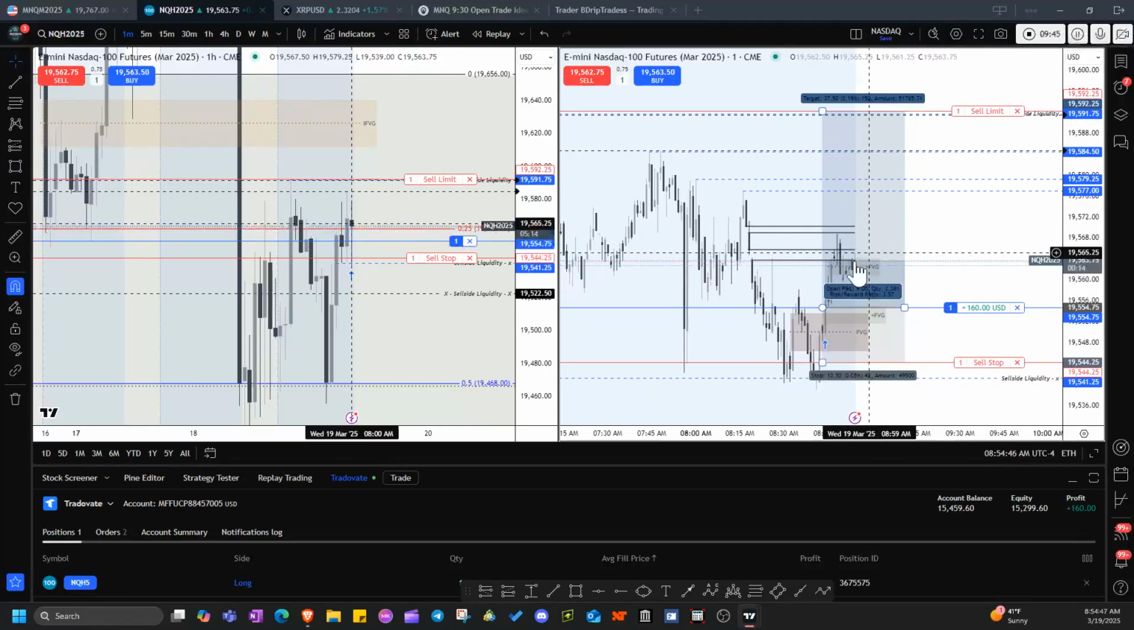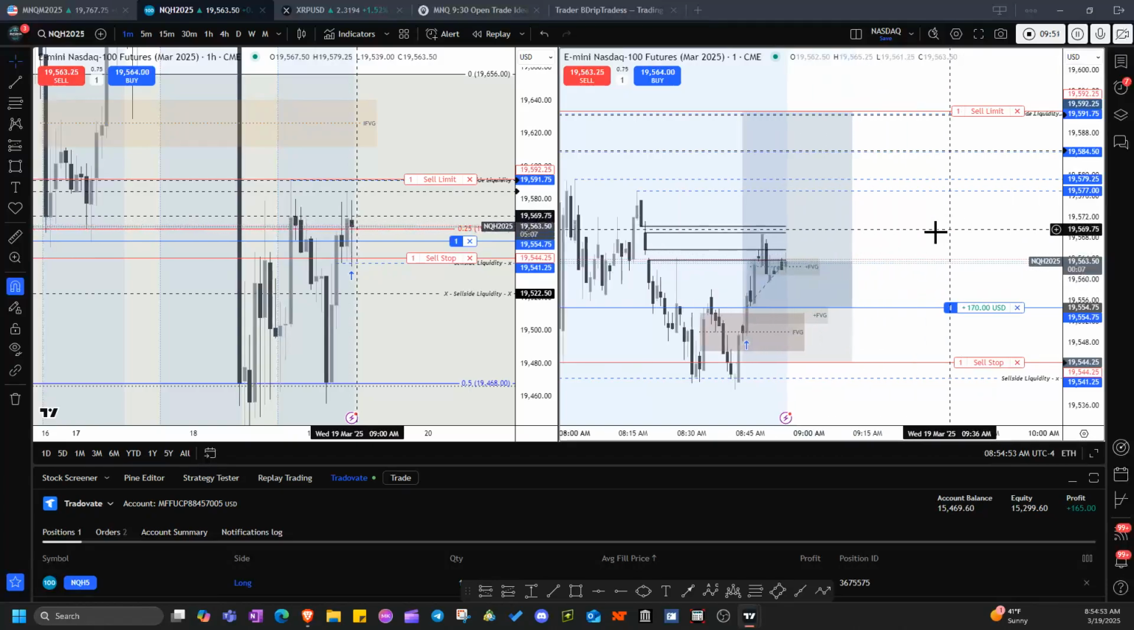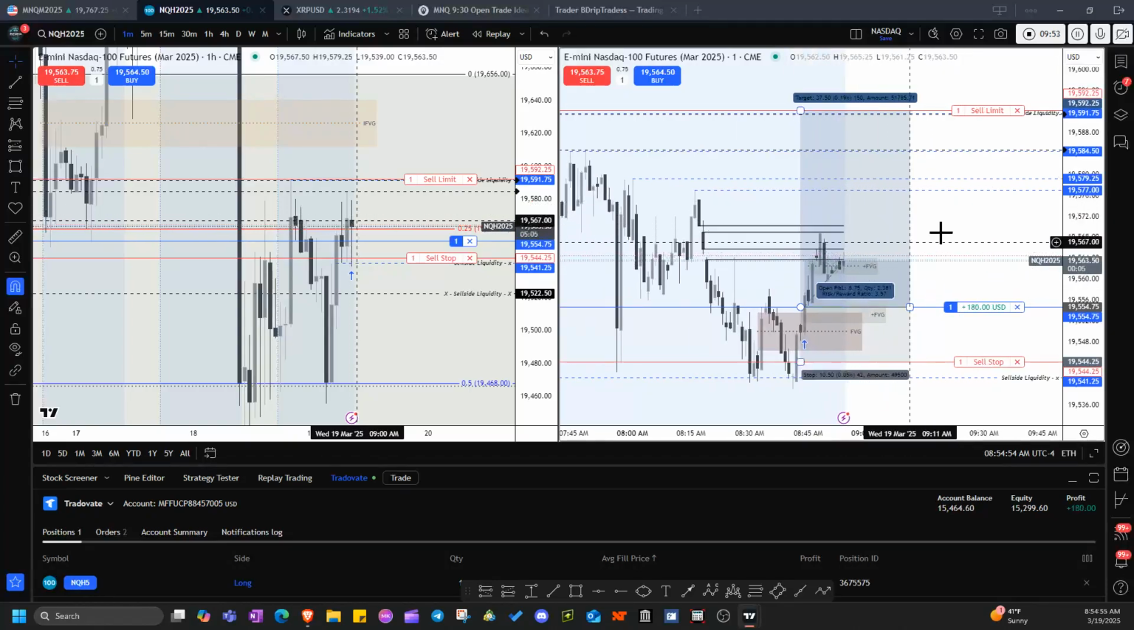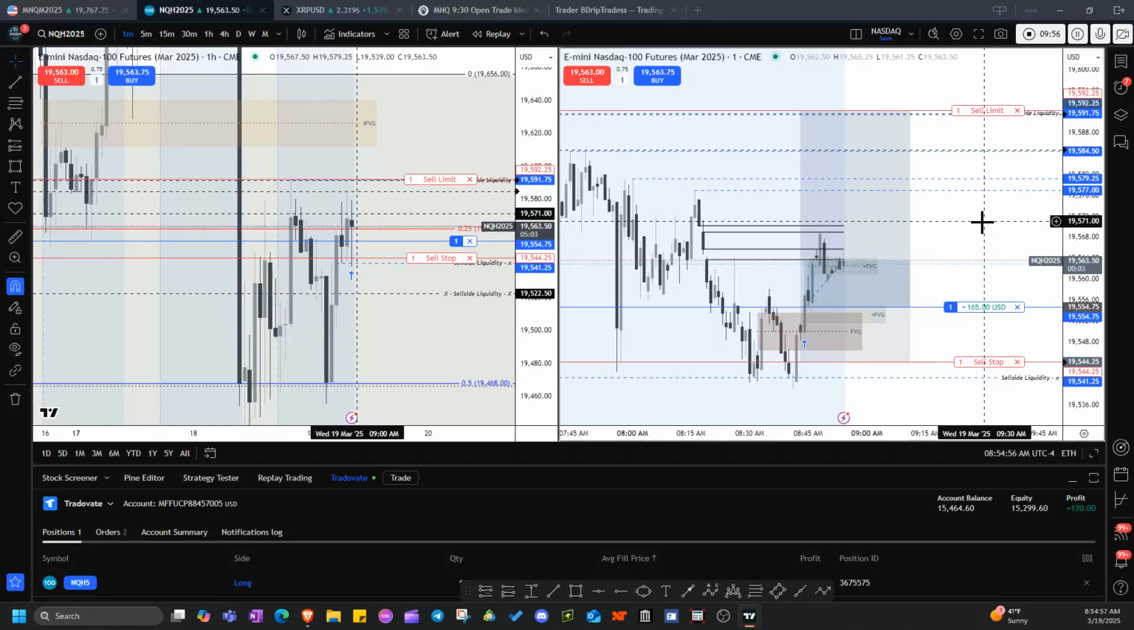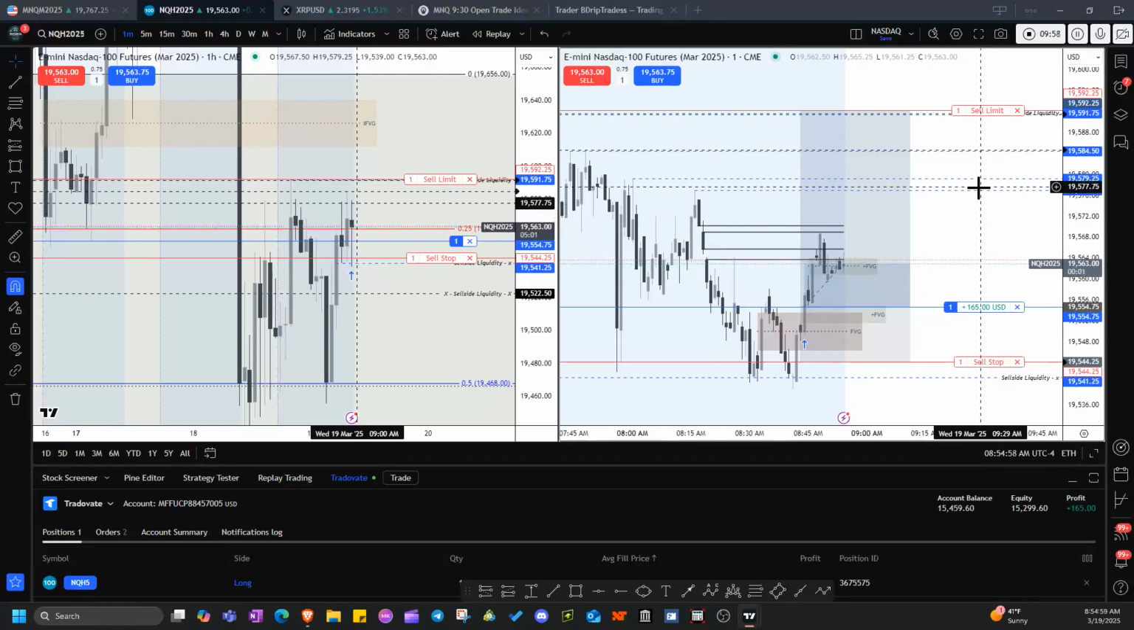So far, so good, I believe. I like that price kind of dipped under it, but then started trading and closing inside of the fair value gap. Ideally, I want to see price keep pushing higher pretty strong. But let's see what happens.